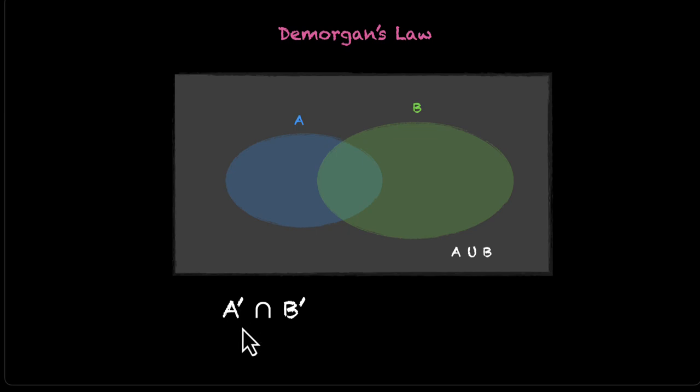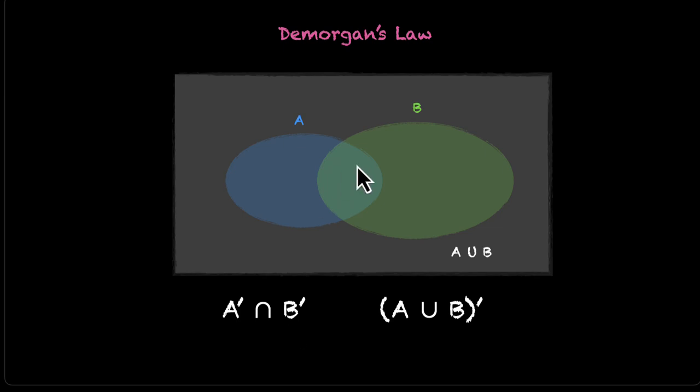Now let's move on to my favorite one. This one is called De Morgan's law. So let's start with the universal set and have A and B as blue and green regions. You have the set A and you have set B, and together they are A union B. Okay. So De Morgan's law says that A dash intersection B dash is the same as (A union B) dash.